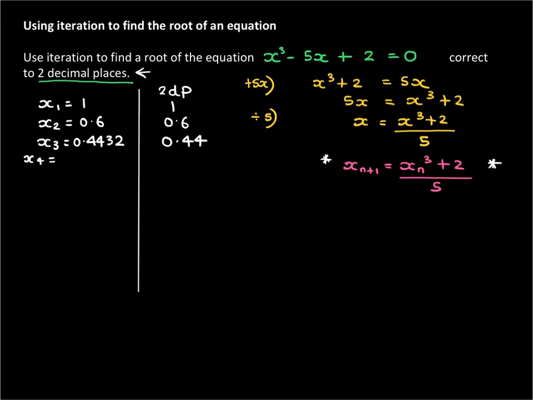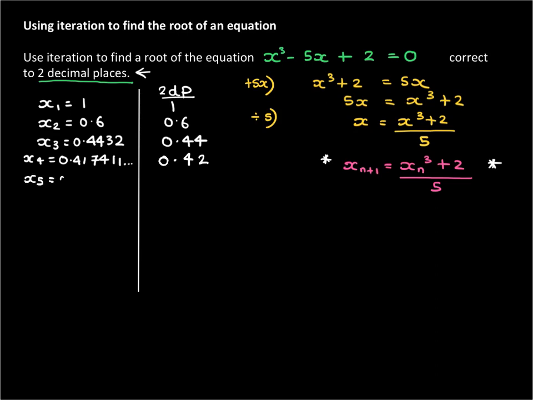Let's generate x4. This is equal to 0.41741. So notice I'm writing down at least 5 decimal places of accuracy here. I'm not going straight to 2 decimal places. I'm showing my working clearly. So this gives me 0.42 to 2 decimal places. Remember, that's our degree of accuracy for the question.